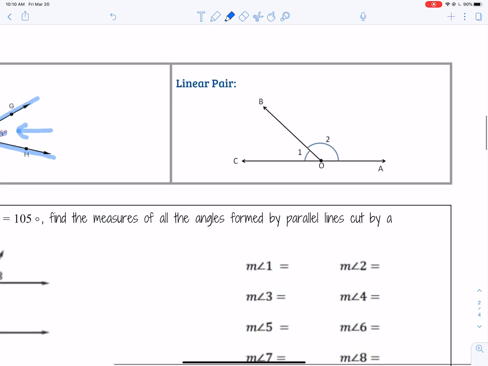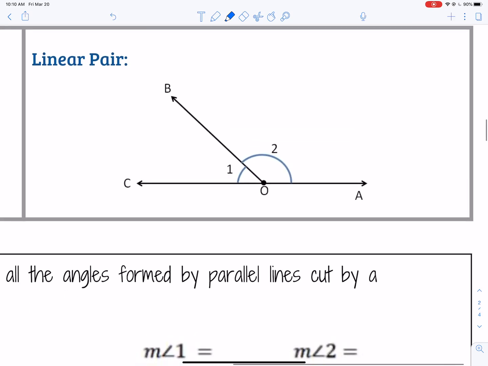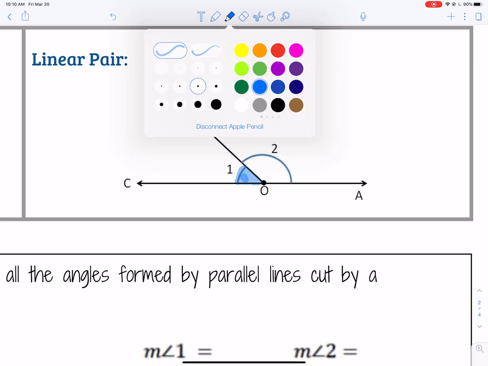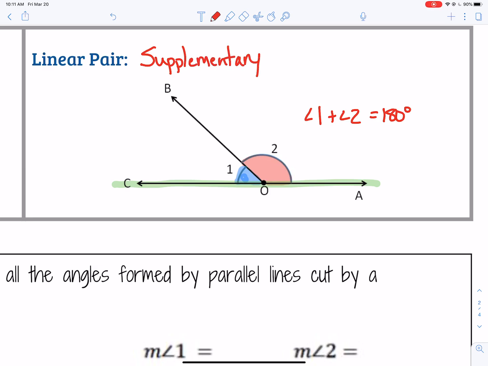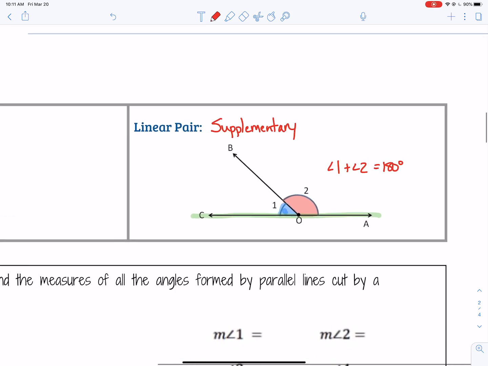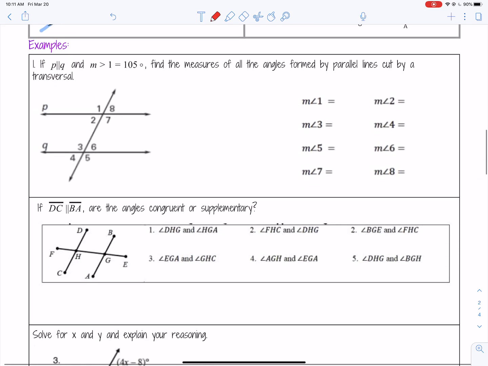Then we also have a linear pair that can happen. So a linear pair is when you have two angles right beside each other and they form a straight line. So they're adjacent to one another and they form a straight line. So they add up to 180. So let's say angle 1 plus angle 2 would equal 180 degrees. They are supplementary. It's a special type of pair of angles that form a straight line. Okay, so now we're ready to look at some examples.